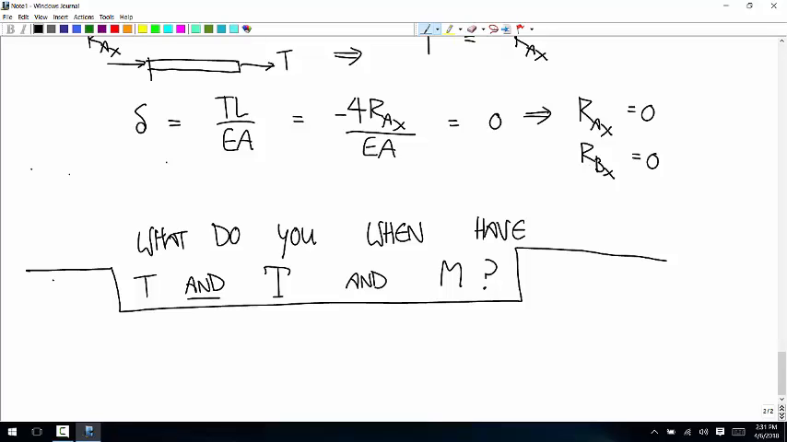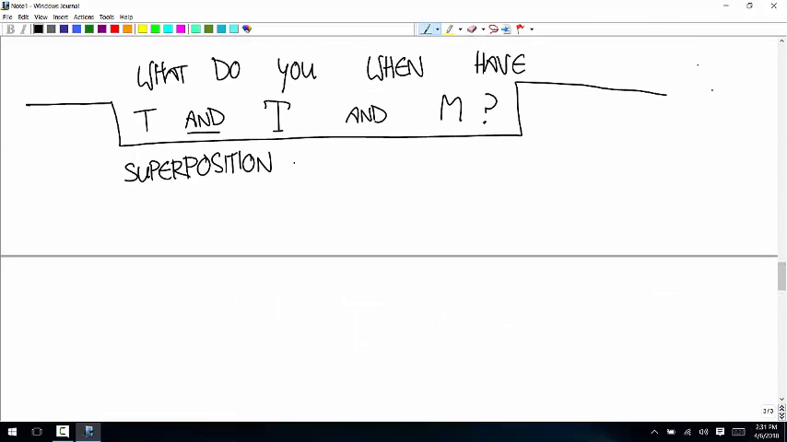Well, the answer is the same answer that it always is in this class. You weren't even listening to what I was asking. You just said free body diagram, and you're right. But no, we're using the superposition principle. That requires that all of these values are small. So small deformation.